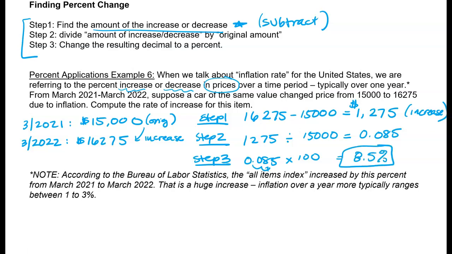So the price of the car in 1 year increased 8.5%, which is really significant. And you note down here that's a huge increase. So inflation over a year typically ranges between 1% and 3%. And so this is much, much, much greater than the typical inflation rate.